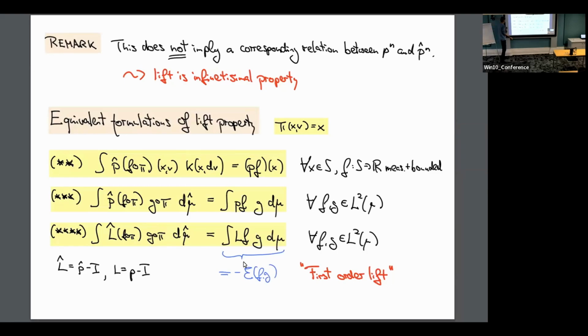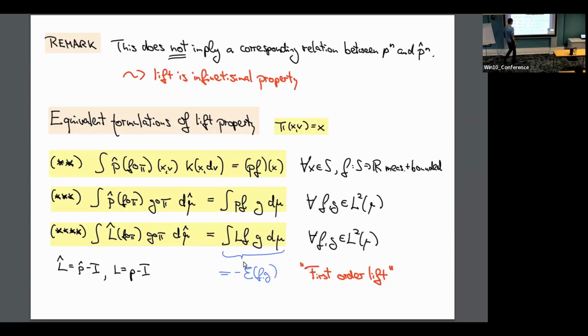Okay, and then we are almost there writing it in terms of the generator, because it's an infinitesimal property, so we should be able to write it in terms of the generator. The generator of a Markov chain is just the transition kernel minus the identity, and so we can also rewrite it as the integral of the generator L hat applied to f composed with pi, times g composed with pi, with respect to mu hat, equal to the integral of L f times g d mu. And this is just our Dirichlet form, so minus our Dirichlet form. Okay, so that's just an equivalent way of rewriting the old definition of lifts of Markov chains.